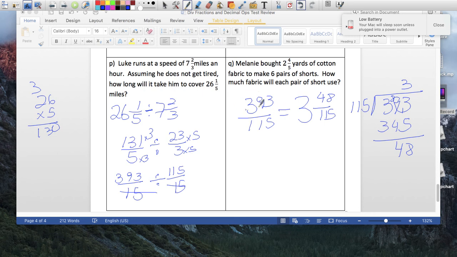So, as far as the context of the story, how long will it take him? It will take him 3 hours and 48/115 hours to cover 26 and 1/5 miles. Okay. So that's about 3 hours and a half. A little bit less than 3 hours and a half.